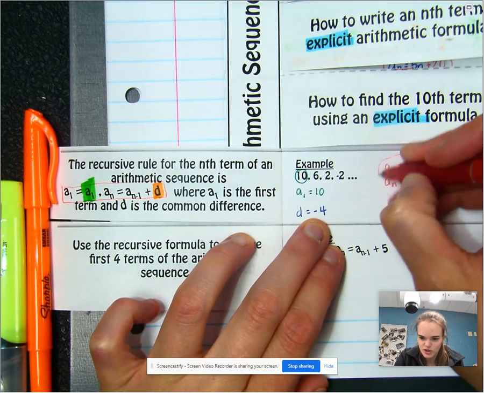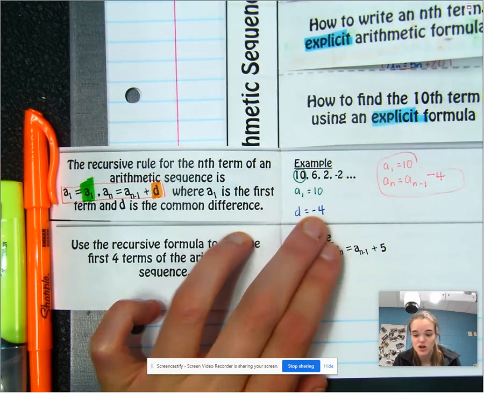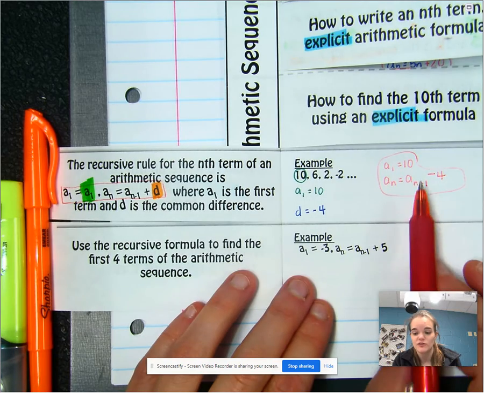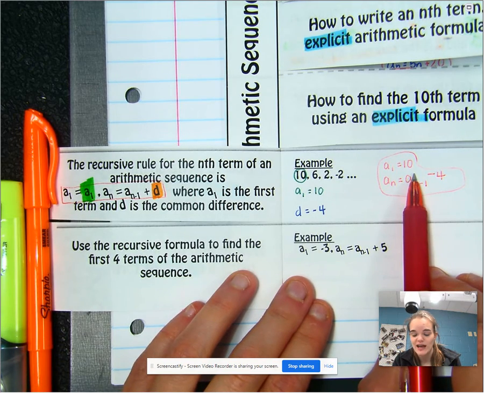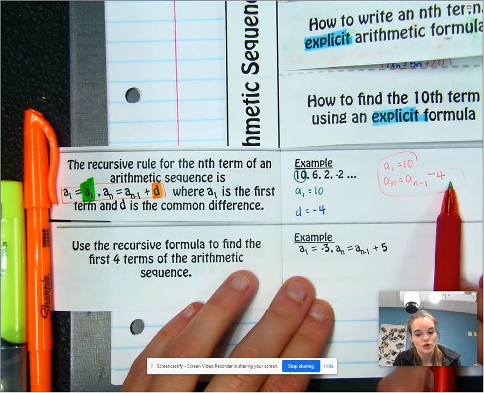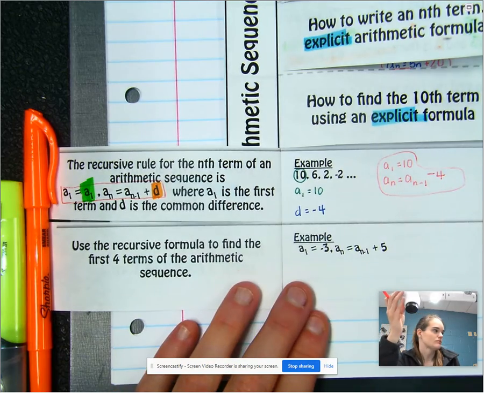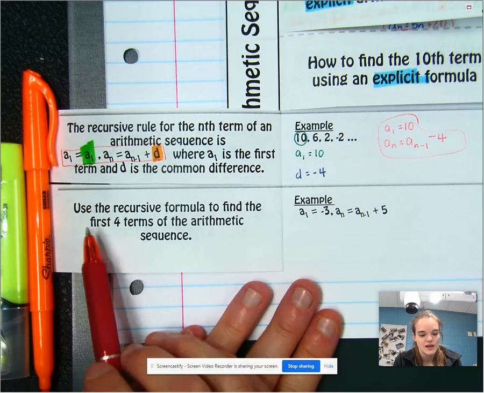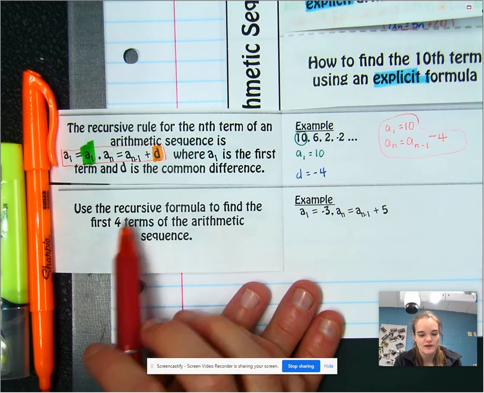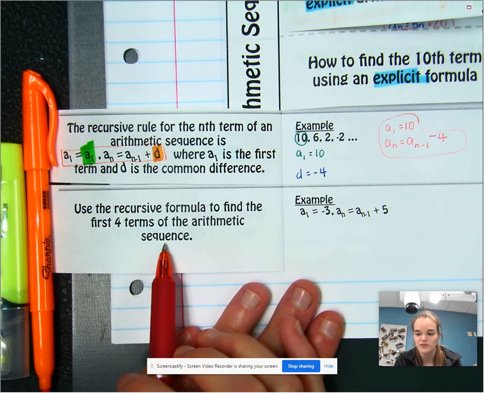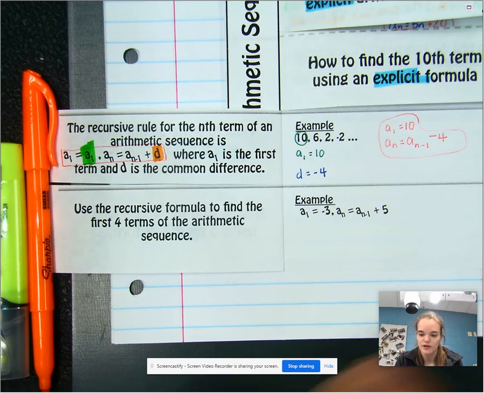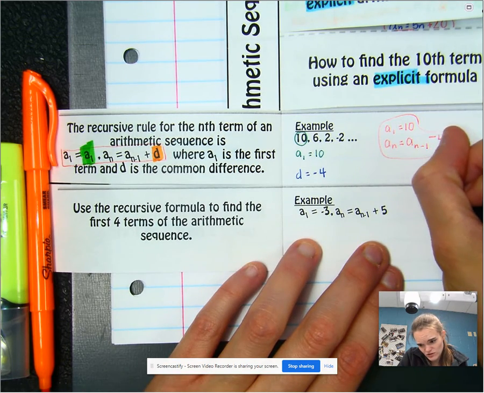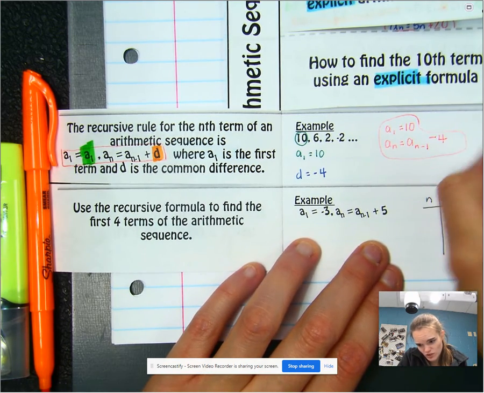This is the recursive rule. I cannot simplify it. This says that it starts with 10, and then after 10 you subtract 4. That's what the recursive rule is saying. Okay, so let's do the example of finding a term. It says use the recursive formula to find the first 4 terms of the arithmetic sequence. Well, that's what I did yesterday. I'm going to have to find 4 terms.